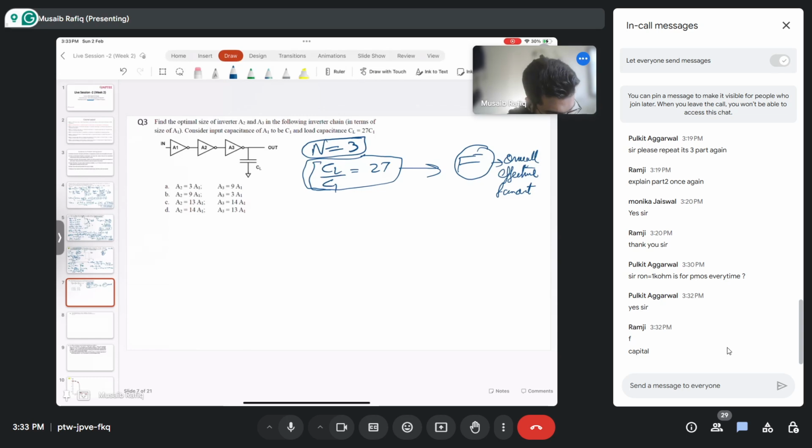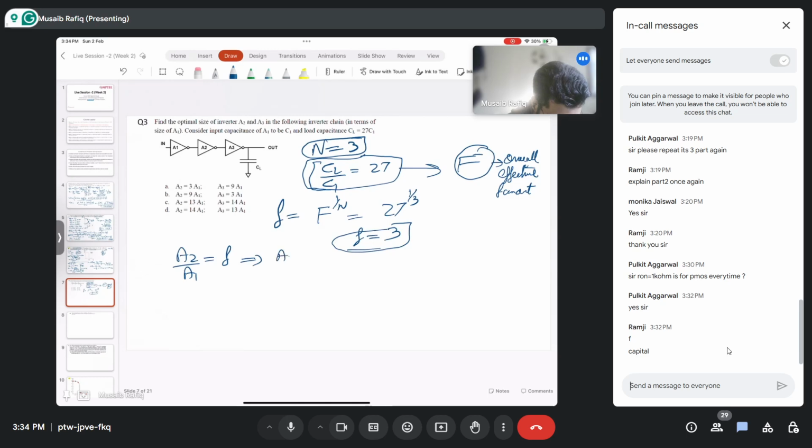Now small f is equal to F raised to the power 1 by n. F is 27 and my number of stages is 3, so it's 1 by 3, and small f, called effective fan out, is equal to 3. This CL by C1 has to be distributed equally across n stages. So A2 by A1 is equal to F, that is 3. That implies A2 is equal to thrice A1.